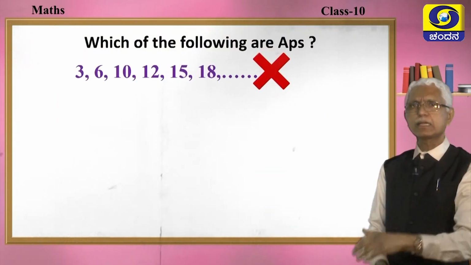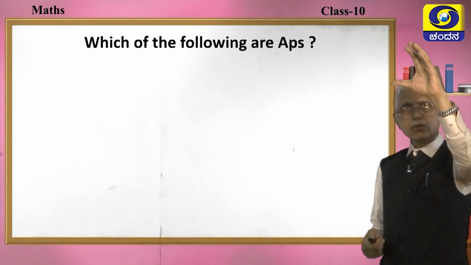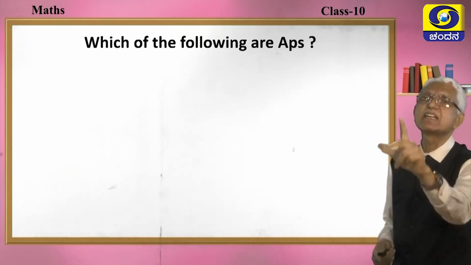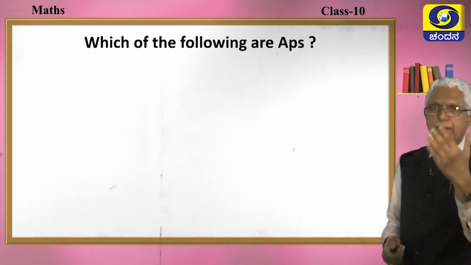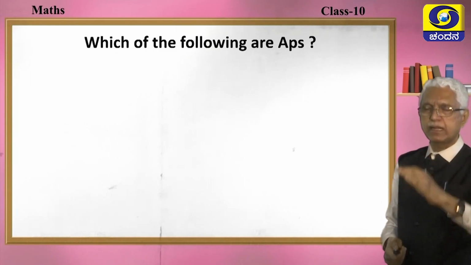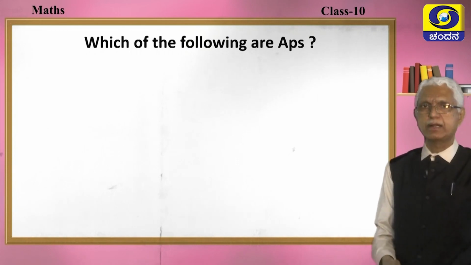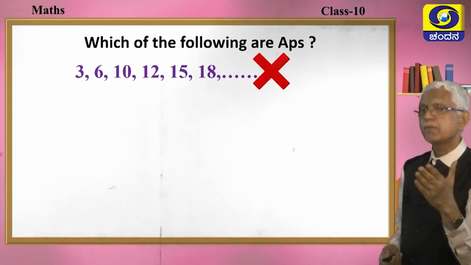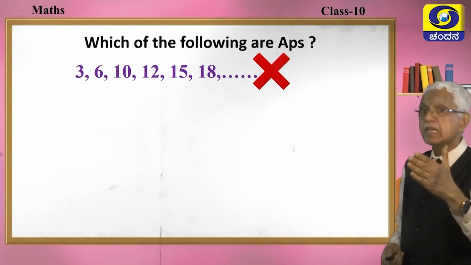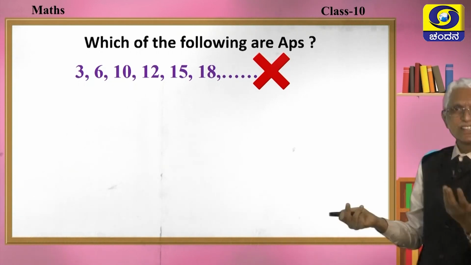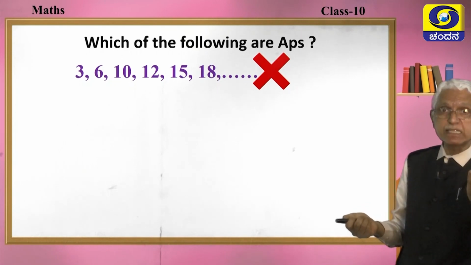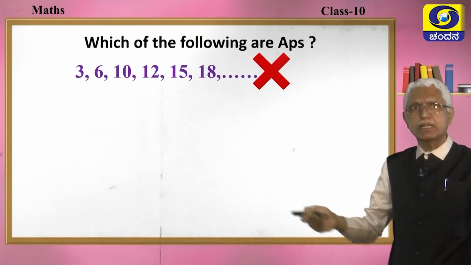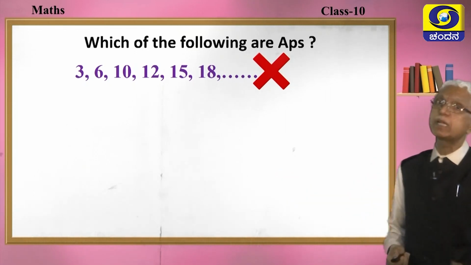It is a small exercise, my dear children. Here I will go on writing a set of numbers. You will have to tell me whether it is an AP or not. By now you are sure how to decide whether the given set of terms is an AP or not, right? Wonderful. 3, 6, 10, 12, 15. Is it an AP? Just check. 6 minus 3 is 3, 10 minus 6 is 4. There ends the matter. It does not have a common difference. Therefore, it is not an arithmetic progression.